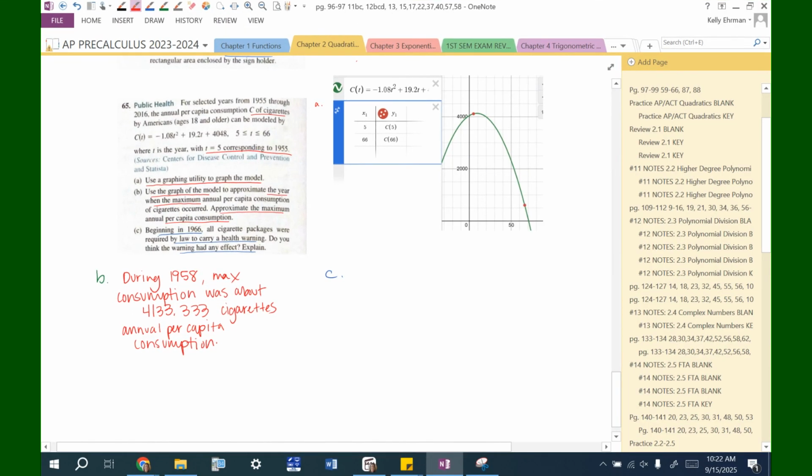The next part says, beginning in 1966, all cigarette packages were required by law to carry a health warning. Do you think the warning had any effect? So, yeah, 1966 or any time after the peak, which was at 1958, the graph is decreasing. So the consumption of cigarettes is decreasing and it's concave down. So you're decreasing at an even faster rate, like the slopes are getting steeper and steeper. So, yes, the cigarette consumption decreased.